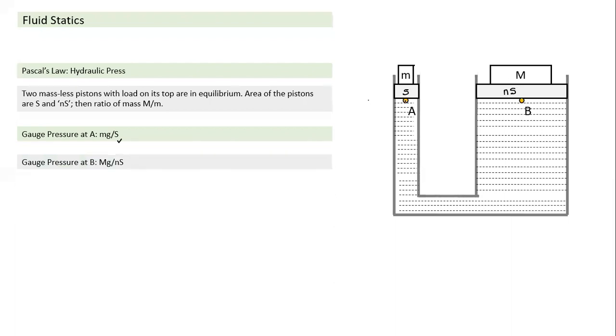But since it is the same communicating liquid, at the same horizontal level, these two pressures have to be equal. So I equate those two pressures. I find whatever ratio of area we have, we get the same ratio of weight. So this is the principle on which a jack works.